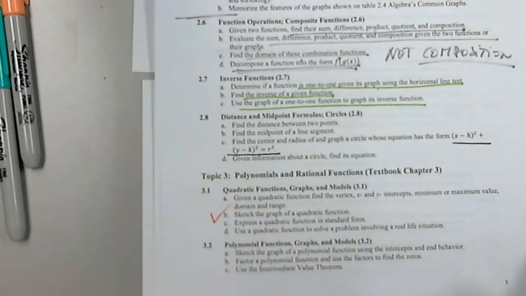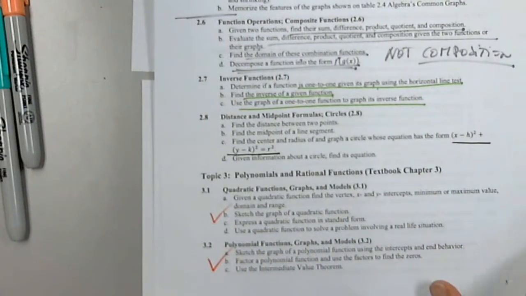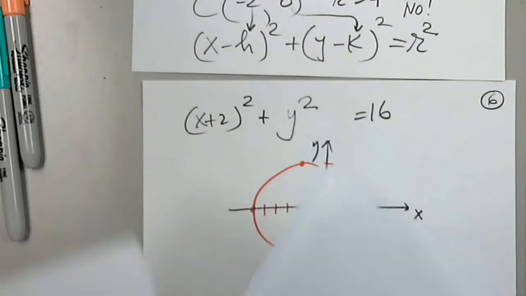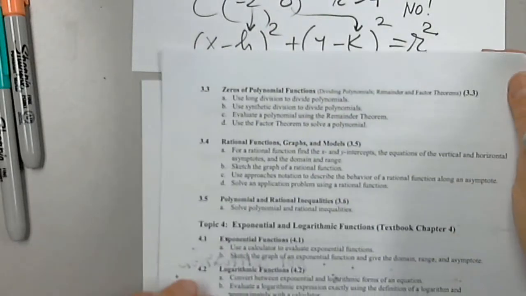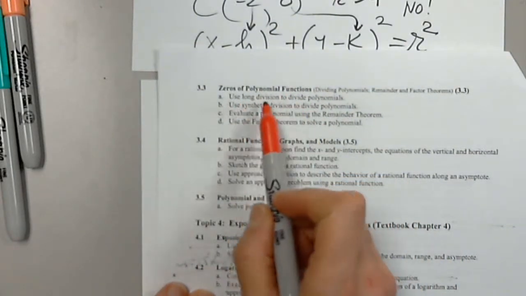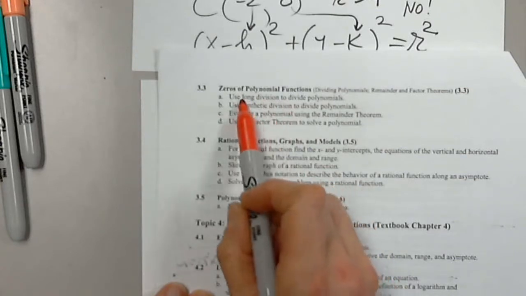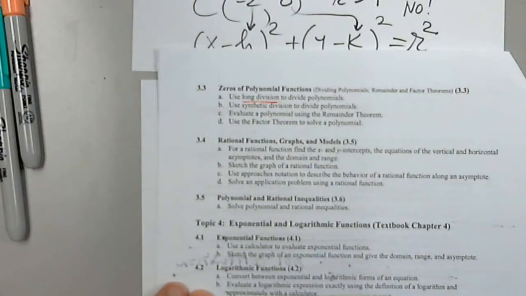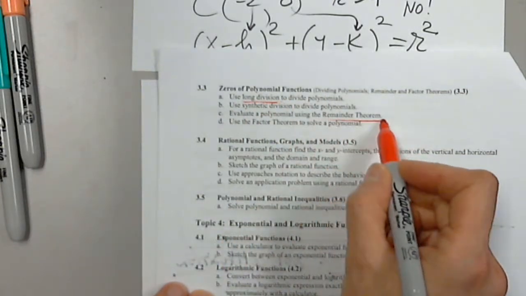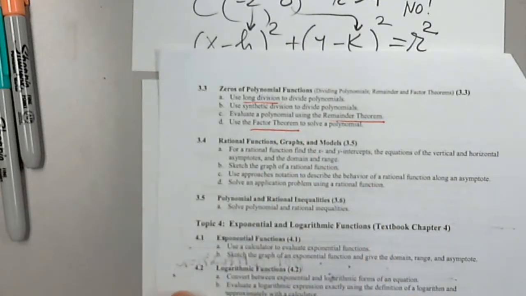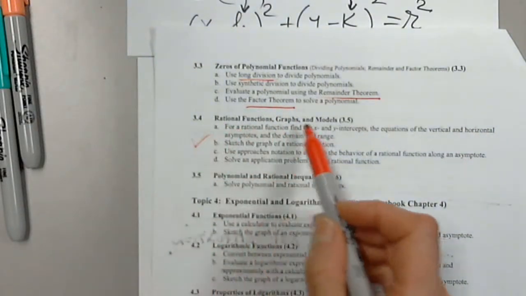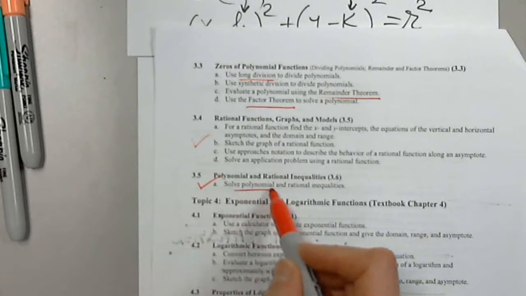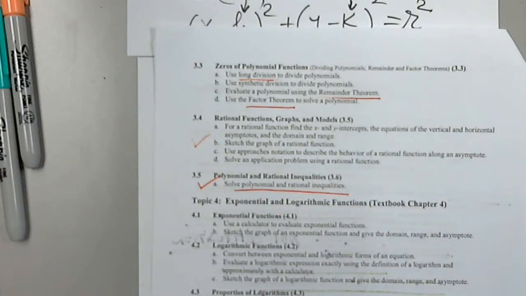I think we exhausted this. The graphs and polynomial functions. We use the long divisions, not today though. If you want me to review a long division, I will gladly. We reviewed the remainder theorem and the factor theorem. We reviewed rational functions. We reviewed all polynomial and rational inequalities.